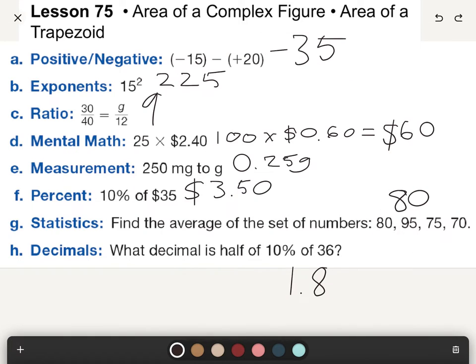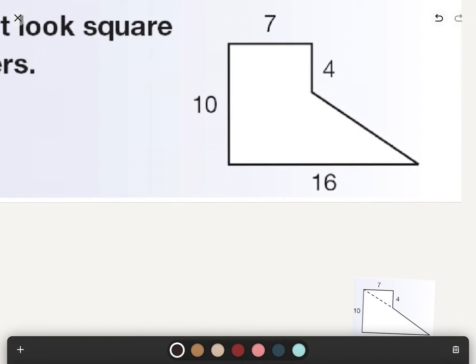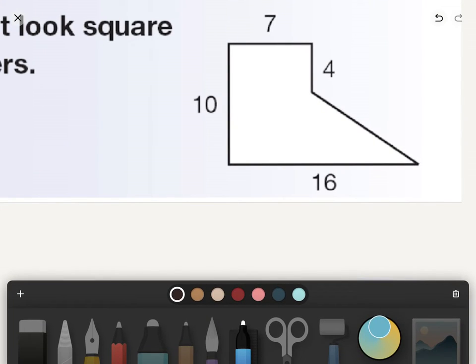Okay, so today we are talking about the area of a complex figure and the area of a trapezoid. We've already done this to some extent. Spoilers, we're trying to get the area of this. We've already done this with irregular figures where everything was 90 degrees. Now we're doing it with this thing that looks like a big robot foot.